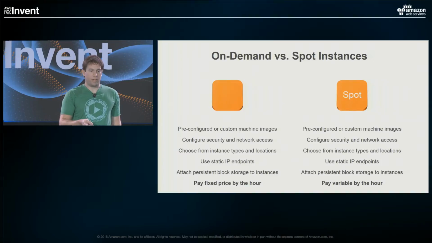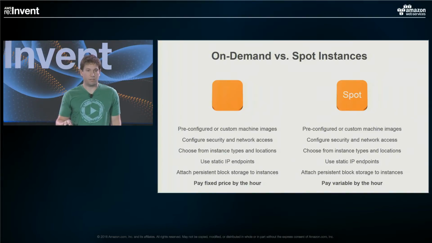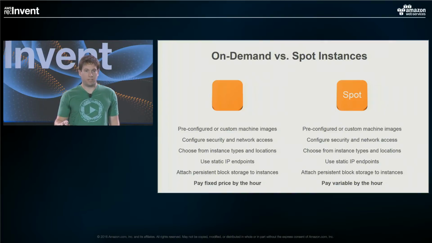What's the difference between an on-demand instance and a spot instance? There isn't any. The instance itself is identical. They can all run AMIs. You can give them static IP endpoints. All the things you expect from an on-demand instance, you can do with the spot instance. The only difference is in how you pay for them.